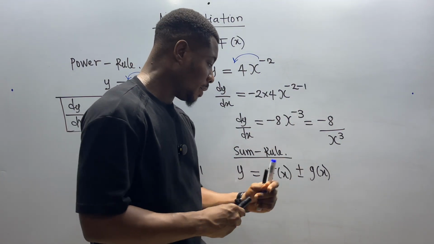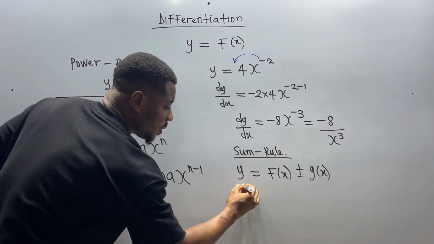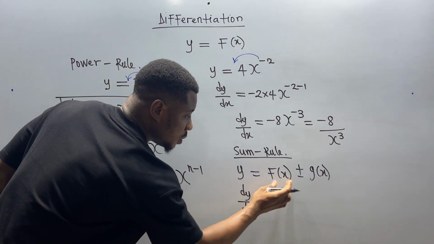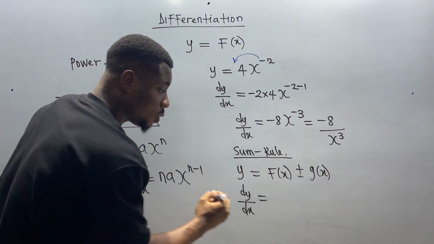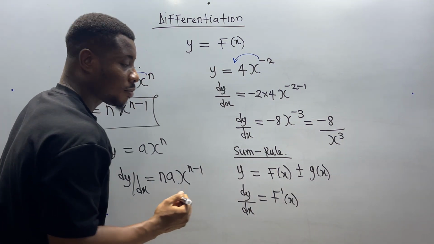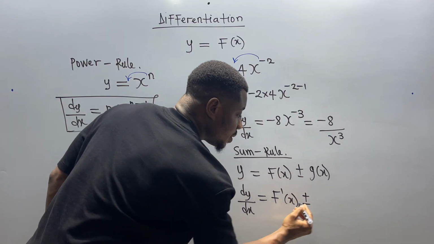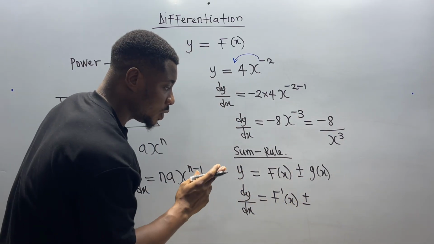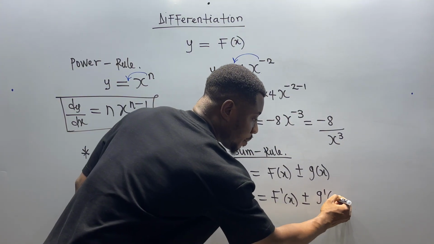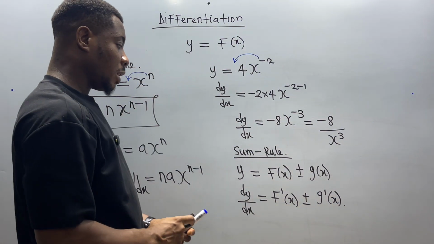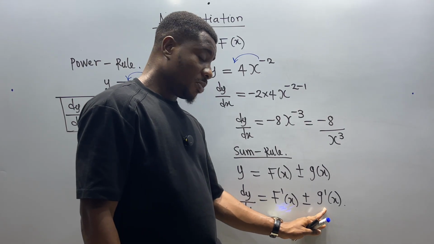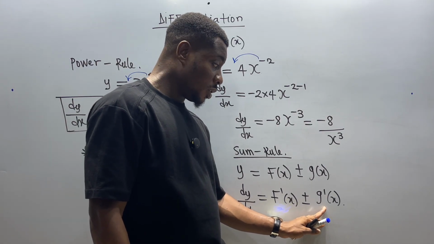What do we do? It's the same thing. What we do here is to find dy over dx. The dy over dx would mean that we are going to find the derivative of this function. That will be f prime of x. Then if it's a plus sign or a minus sign, nothing spoils. We do the same thing: we look for the derivative of this one. That will be g prime of x. Remember we said that f prime of x means differentiate the function f of x, and g prime of x means differentiate the function g of x.